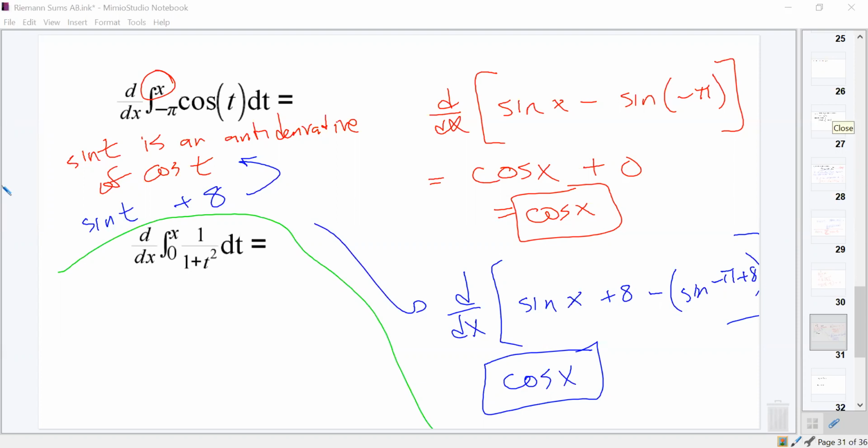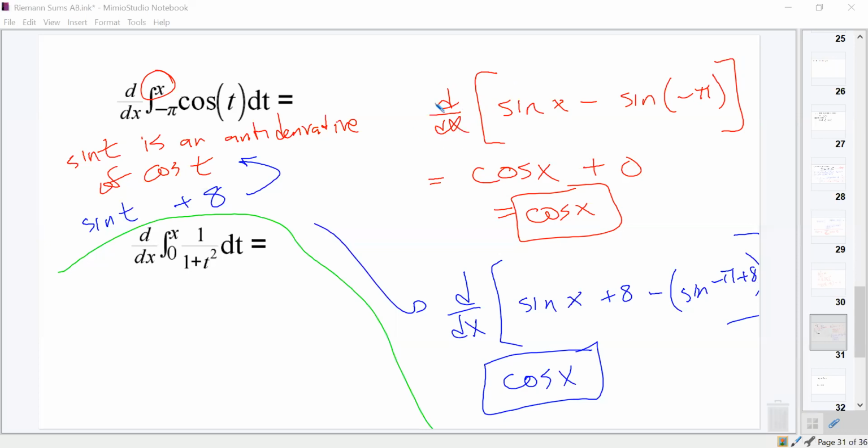Question? Because there's a variable for the upper limit of the integral, does that mean it's the area for the function from negative pi to infinity? It's not to infinity. Basically, it's saying from negative pi to any x value we choose. So if I wanted to find the area underneath cosine of t from negative pi to any x value, I could use this formula without the derivative part.